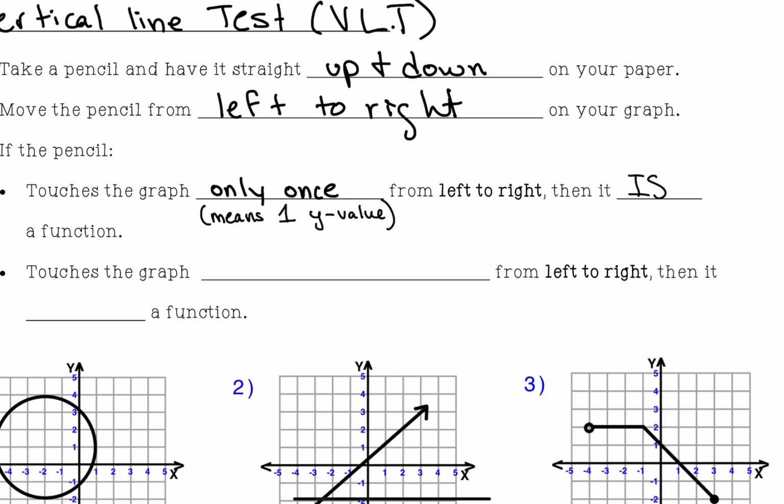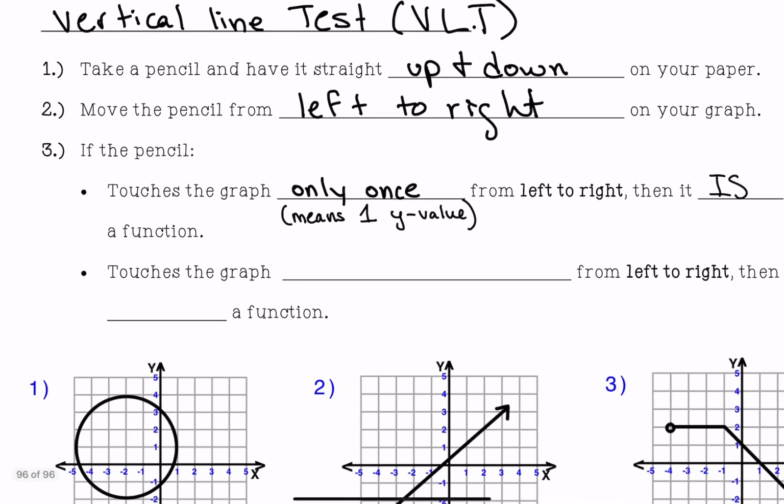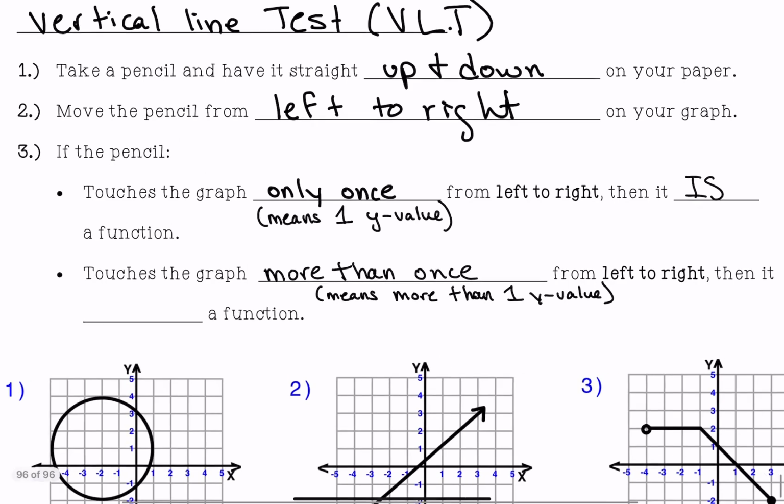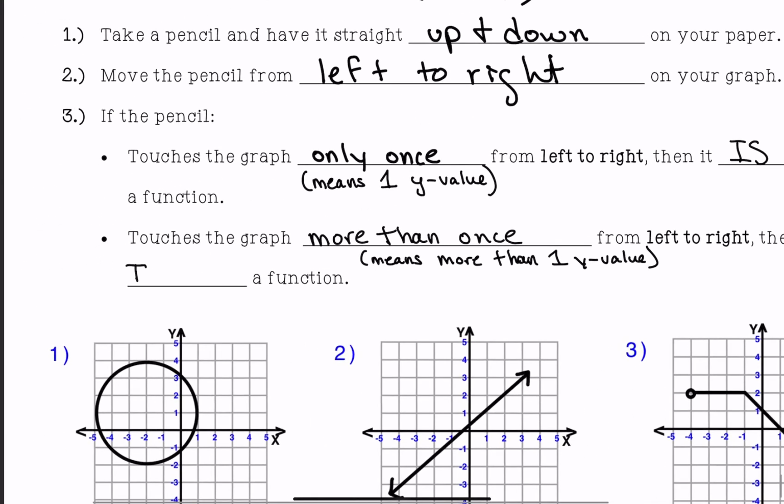Yell that at yourself. Option 2: if the up and down vertical line touches the graph more than once, which means more than one y value from left to right, then it is not a function.